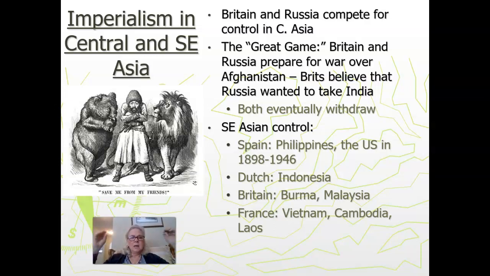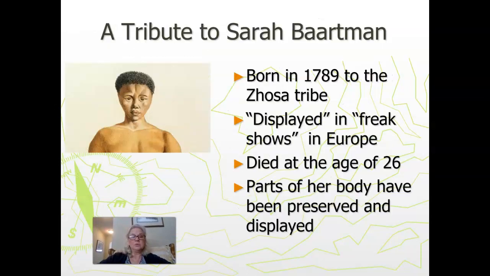So the Southeast Asian control, then, just to summarize, and I've already talked about this a little bit, we have Spain in the Philippines. There is a war, actually, in 1898 to 1899, and then the U.S. takes over control of the Philippines from 1898 to 1946, and then they gain their independence. The Dutch are in Indonesia. Britain takes control of Burma and Malaysia, and then, as I also mentioned before, France has colonized Vietnam, Cambodia, and Laos, and eventually that will lead to the Vietnam War.